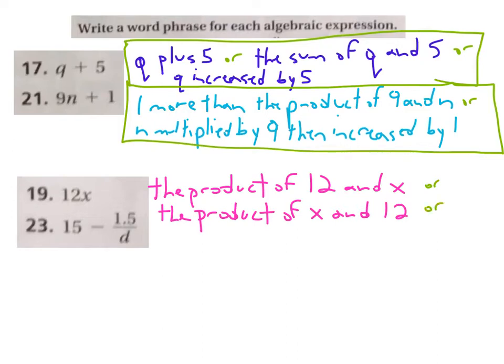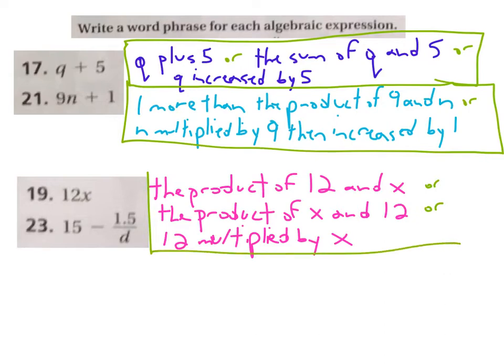Or you could say 12 multiplied by x, etc. There's multiple ways to do it. Okay, and finally, 23. And 23 says, if I read it, I can say 15 decreased by, and how much are we going to decrease it by?